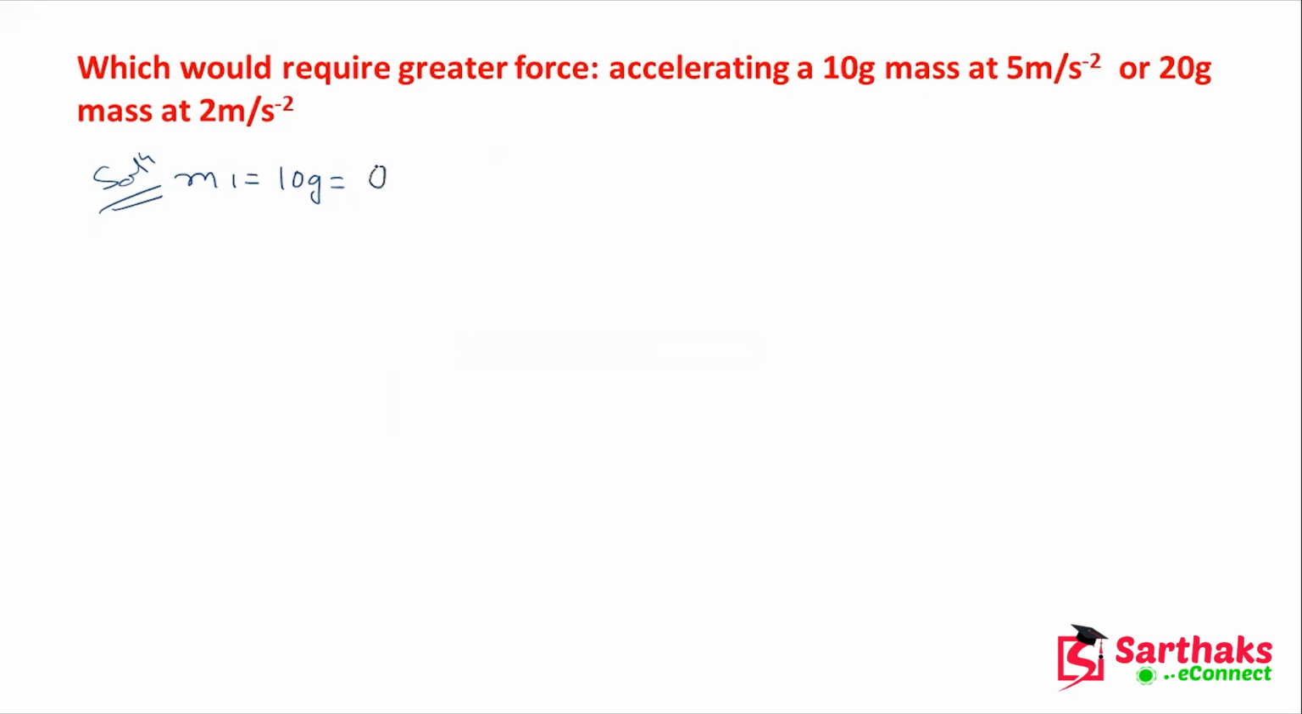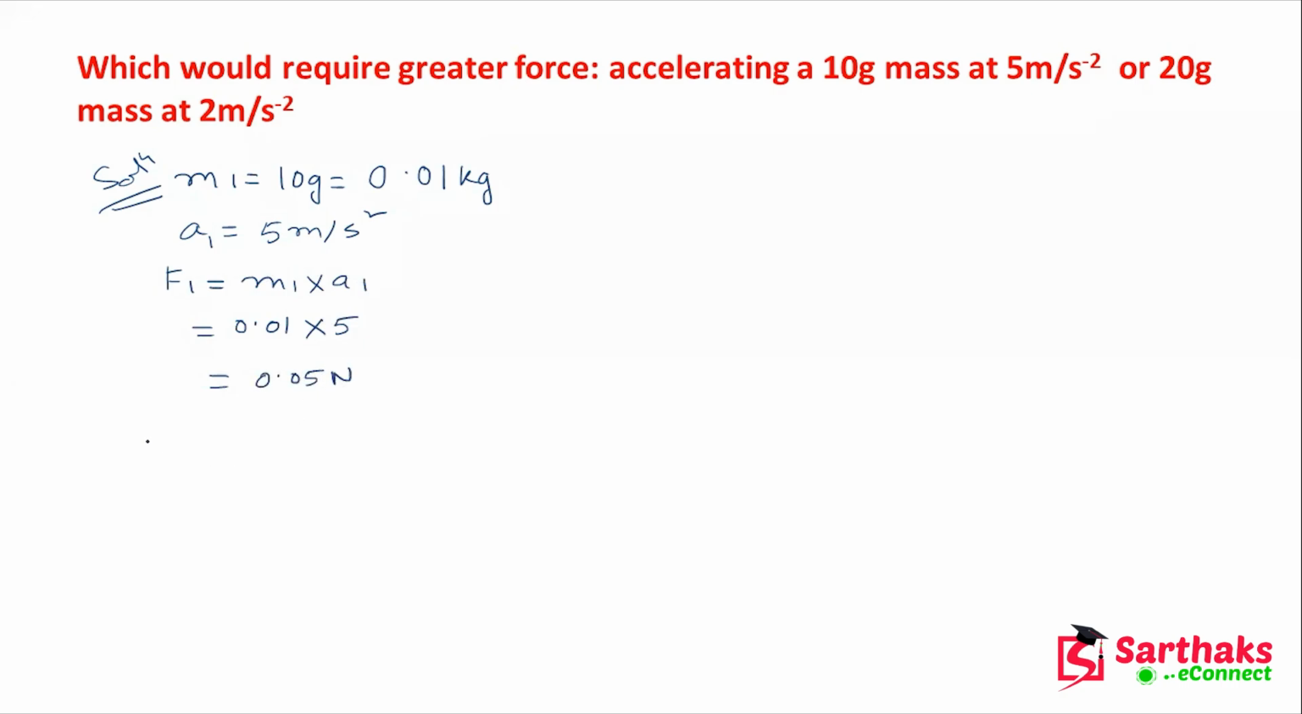Okay, 0.01 kg. And the acceleration A1 equals 5 meter per second square. So if the force is F1, then F1 equals M1 into A1. So this will be 0.01 into 5. That means F1 will be 0.05 Newton.